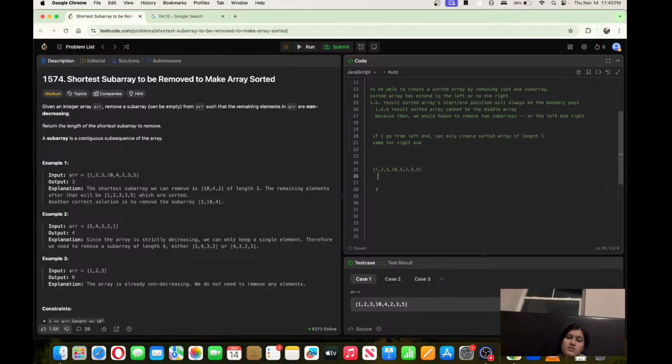And then from the right, if I go, then it will be 2 3 5, which is 3.